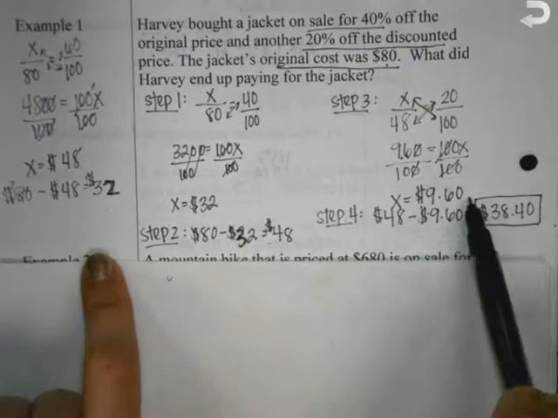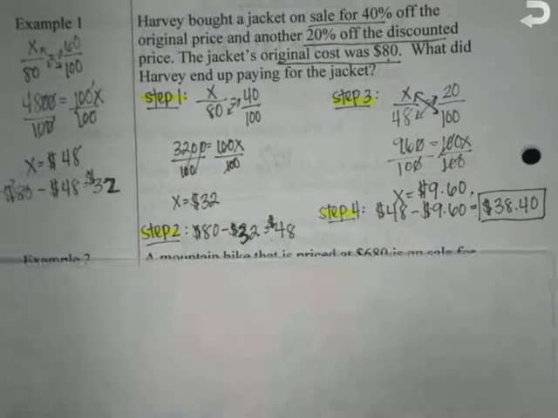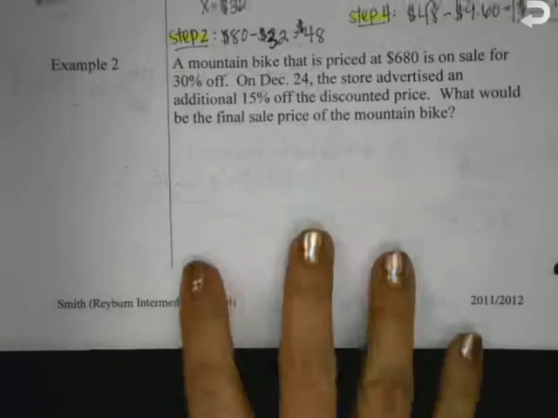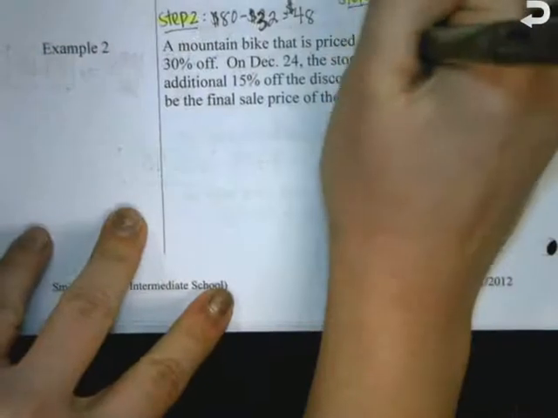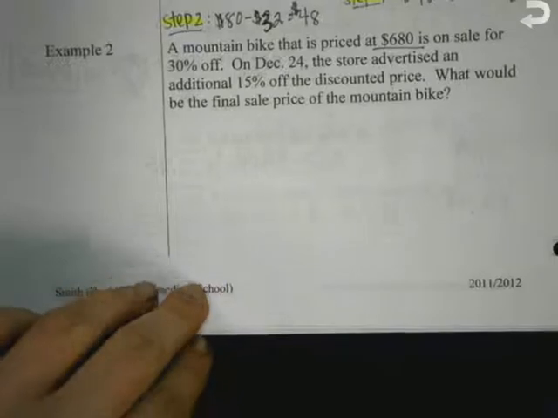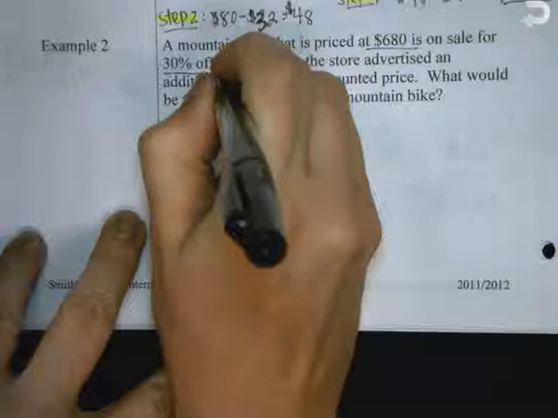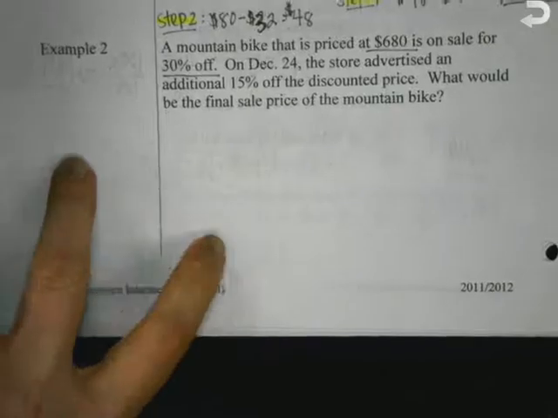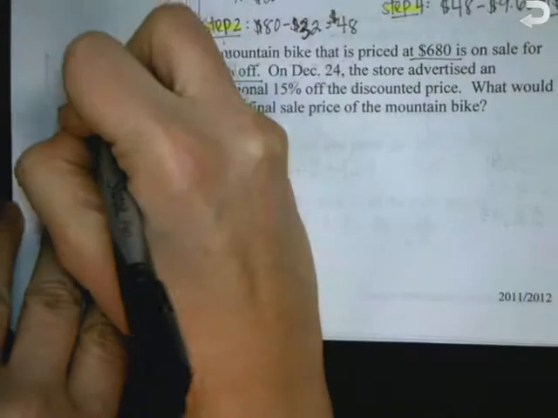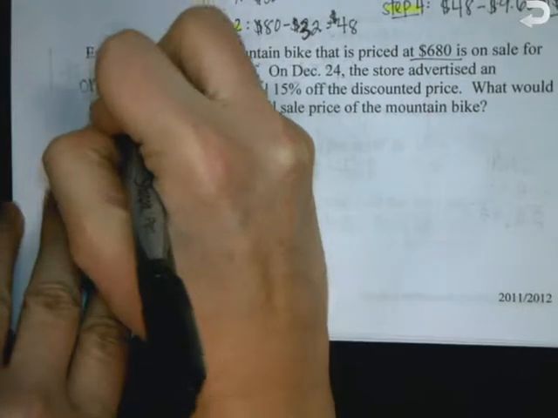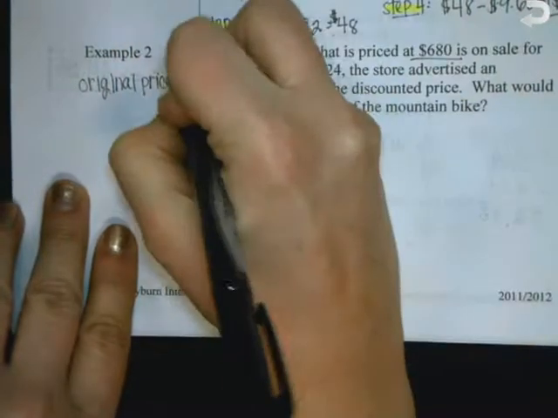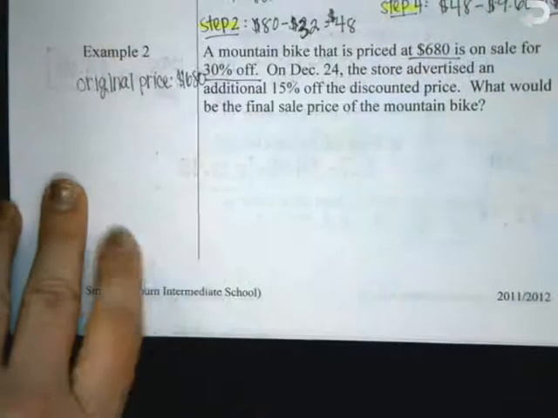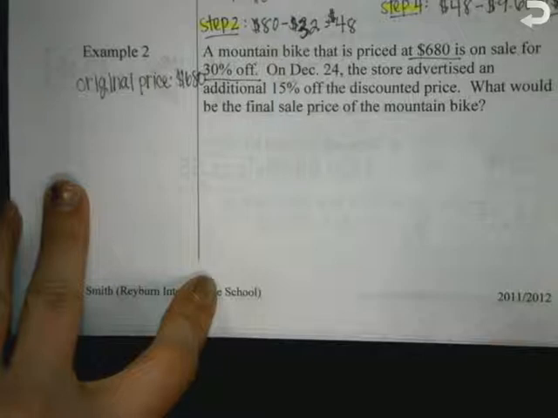A mountain bike that is priced at $680, so that's the original price, is on sale for 30% off. So here's how I would write it. I would write original price is $680. Okay, is on sale for 30% off. So discount is 30%.